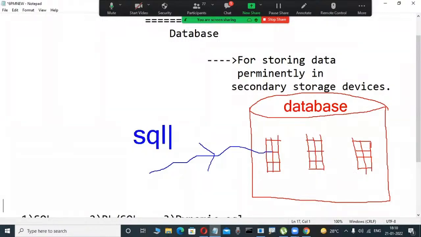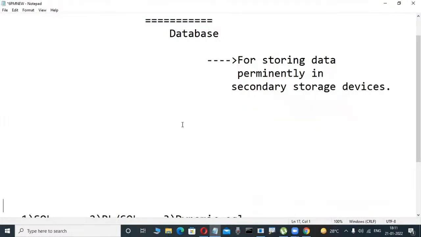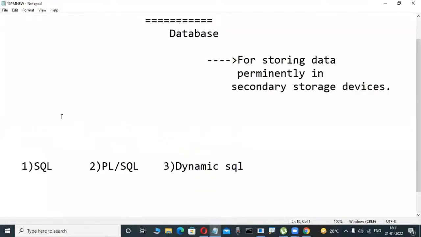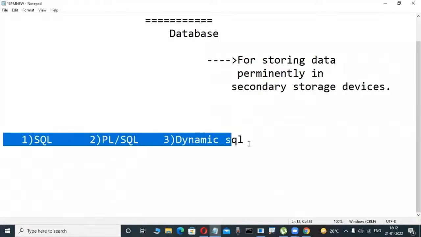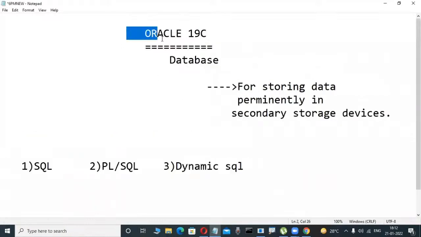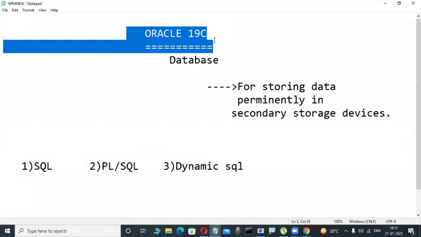Yesterday I told you up to this point, just a small thing. If you want to operate this Oracle software, we use SQL, Structured Query Language. Another language is PLSQL, Procedural Language extension for SQL. Another language is dynamic SQL. Through these three languages, we operate this Oracle software in your companies.